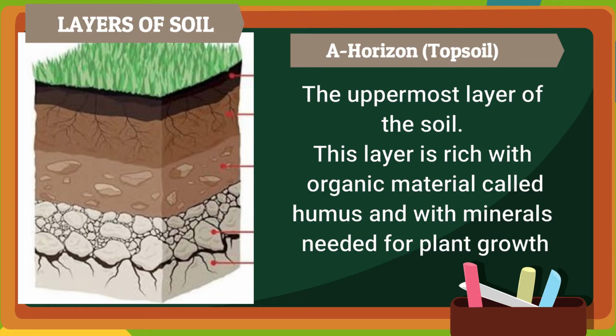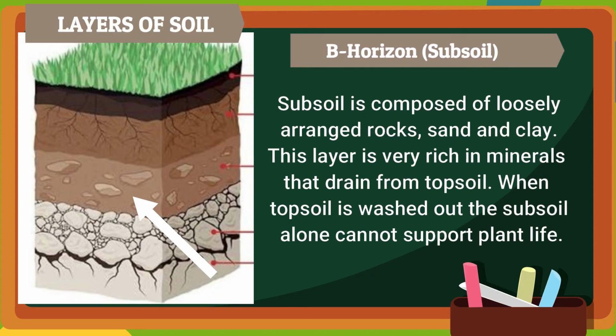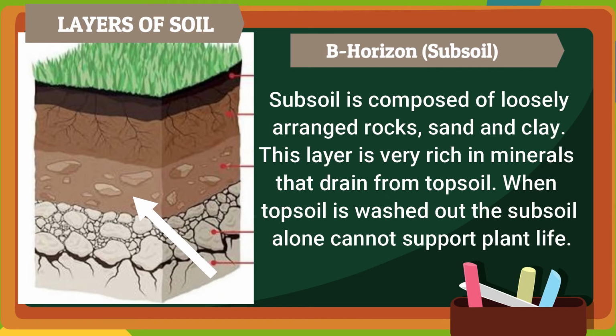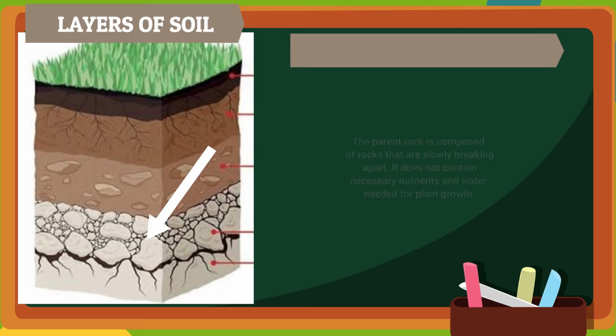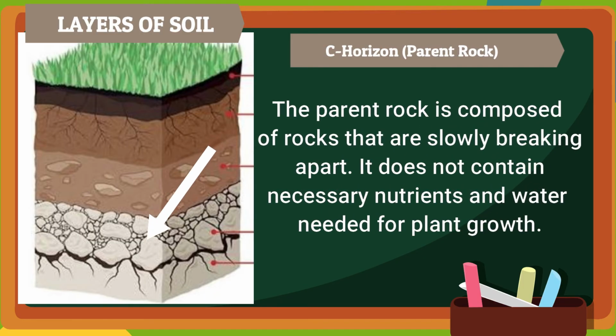Then B horizon, or the subsoil. Subsoil is composed of loosely arranged rocks, sand, and clay. This layer is very rich in minerals that drain from topsoil. When topsoil is washed out, the subsoil alone cannot support plant life. Next is C horizon, or the parent rock. The parent rock is composed of rocks that are slowly breaking apart. It does not contain necessary nutrients and water needed for plant growth.